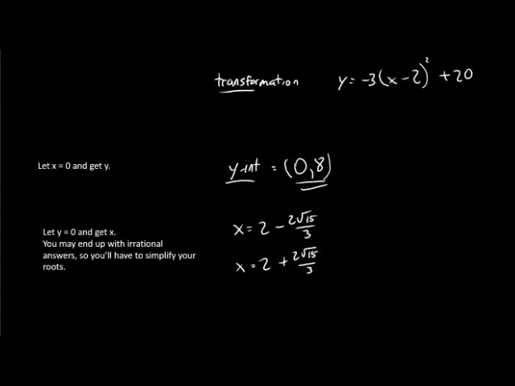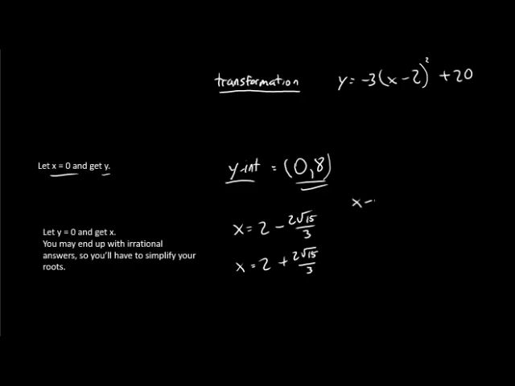So in this problem, we used our transformation form to get our intercepts. For our y-intercept, we set x equal to 0, and we found y, and that gave us a y-intercept of (0, 8). For the x-intercepts, we let y equal 0 and got x. Since we had to use a square root to get it, we ended up with some irrational answers. We simplified the roots down to get the following x's: 2 minus 2 root 15 over 3 and 2 plus 2 root 15 over 3.